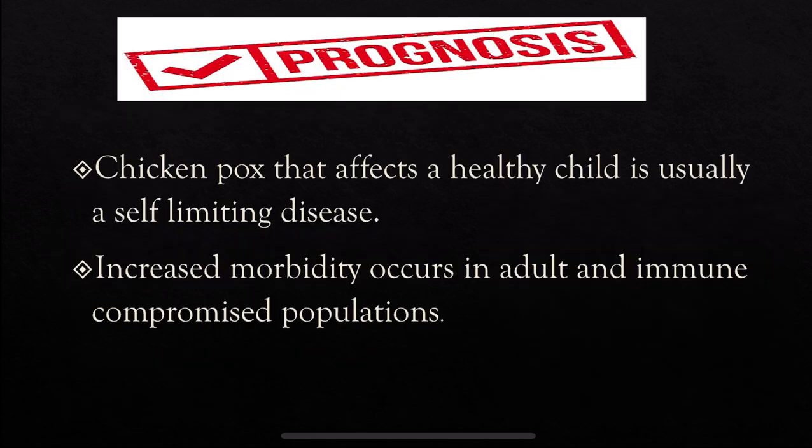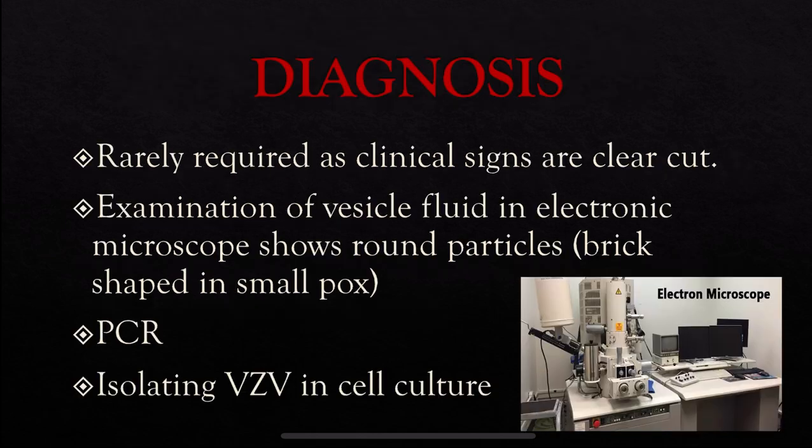Moving further to the prognosis, chickenpox that affects a healthy child is usually a self-limiting disease. So what do you mean by self-limiting disease? A disease which comes on its own and your immunity plays a role, just like influenza, flu, rhinitis, it comes and it goes on its own. It's a self-limiting disease. Increased morbidity occurs in adult and immunocompromised populations. So the increased deaths are seen in cases of adults and those who are already immunocompromised.